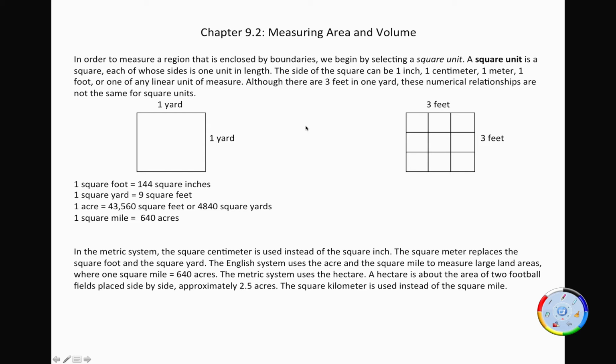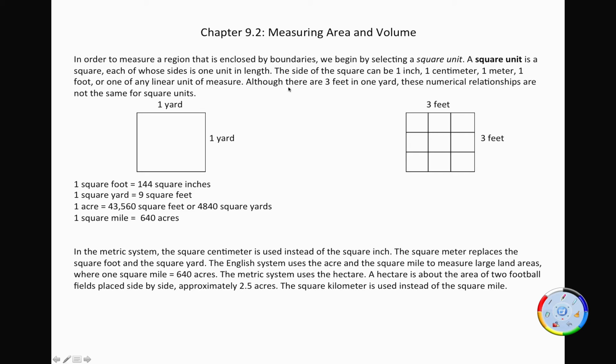Okay, Chapter 9.2, Measuring Area and Volume. In order to measure a region that is enclosed by boundaries, we begin by selecting a square unit. A square unit is a square, each of whose sides is 1 unit in length. The side of the square can be 1 inch, 1 centimeter, 1 meter, 1 foot, or any one of the other linear units of measure.